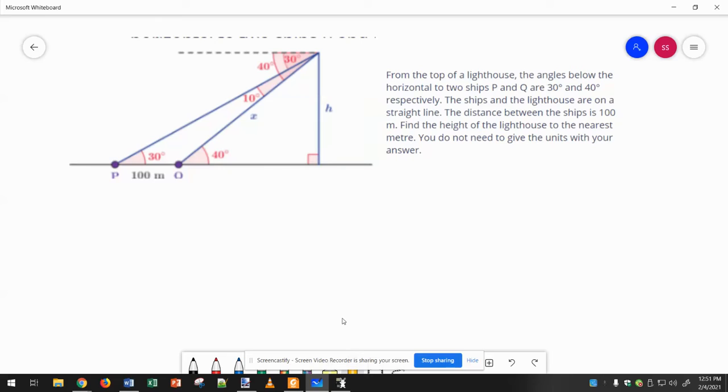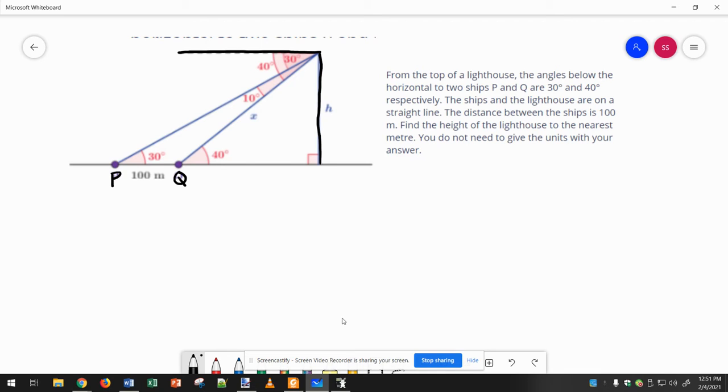So for this problem, we're given a diagram, which is nice. This would be a much harder problem if we weren't given the diagram and we had to do it ourselves. But let's try to understand where this came from, just in case we might have to draw this. So from the top of a lighthouse, that's this, and it doesn't matter. You could have started the lighthouse on the other side and just switched everything. But it says the angles below the horizontal, which is this line, are 30 and 40.